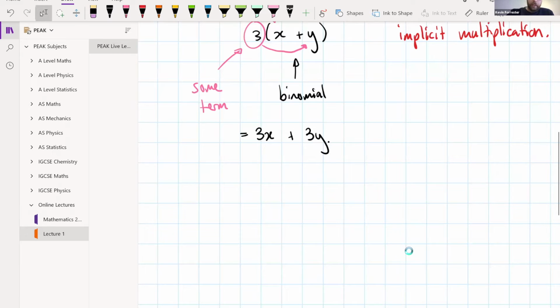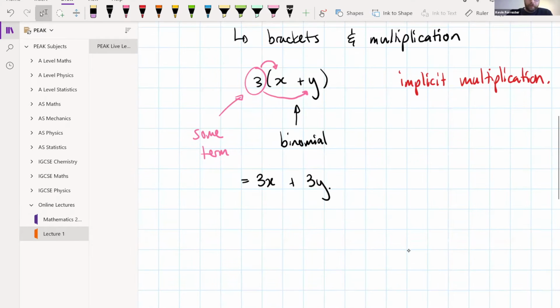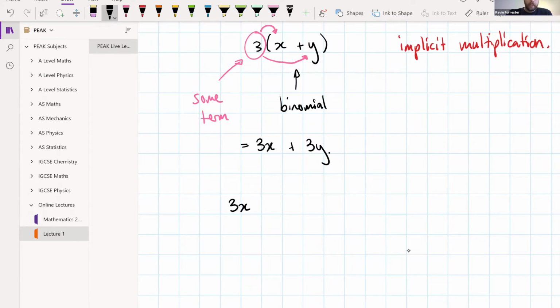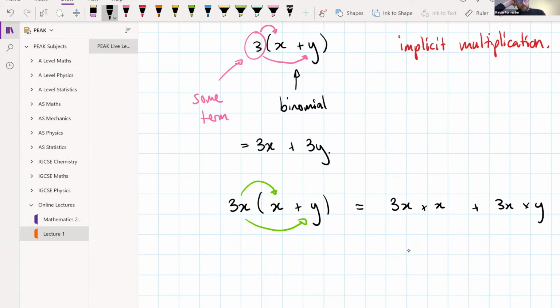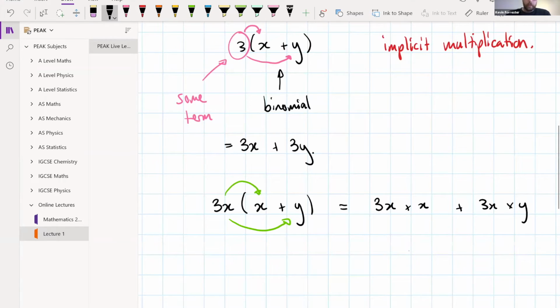So for instance, if we had an algebraic variable and a constant multiplied by the same bracket, we have to do the same process where we multiply in and each term gets multiplied by the 3x. So that would expand to 3x times x plus 3x times y. Now, this is where we get to a very interesting part. What happens here?